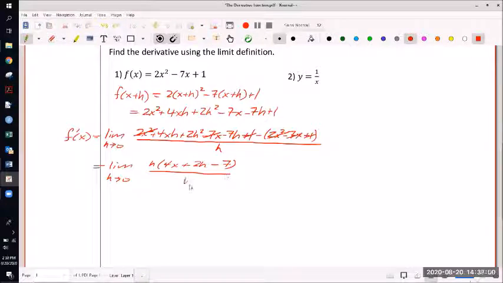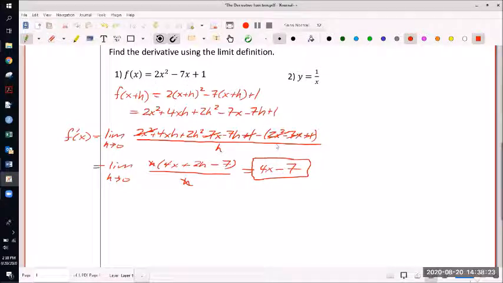all over h. The h's cancel, and then if I take the limit as h goes to 0, now I can do a direct substitution of h equals 0 because I don't have that 0 in the denominator. In fact, that makes that term go away, leaving me with a 4x minus 7. That is my derivative function for this function up here.